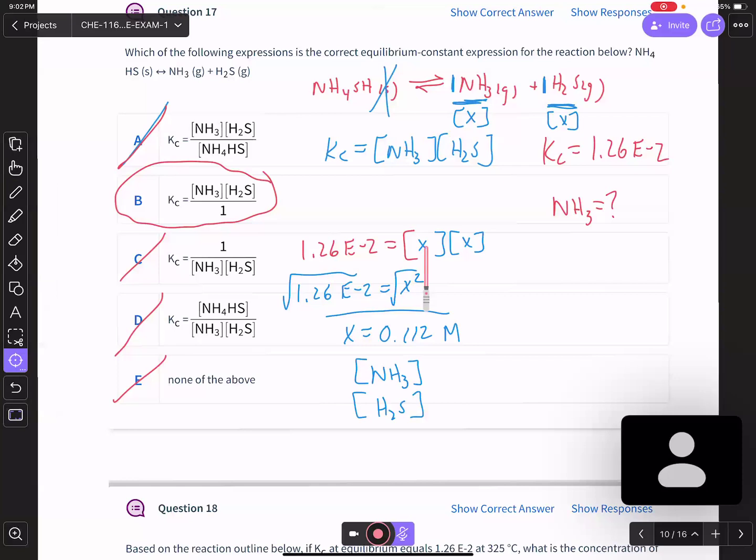And again, we can make that jump because we know the stoichiometry and we can ignore the ammonium sulfide because this is a solid. We don't have to worry about that concentration. Otherwise, we'd have two unknowns. We'd have to figure out this and these. We don't. We just have these two, but they're the same, so we can call them X for question 18.